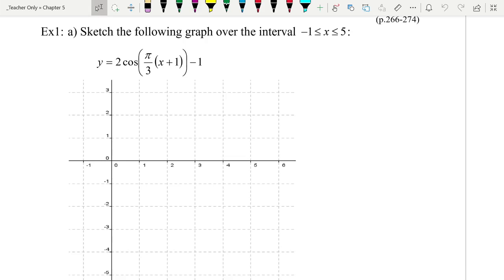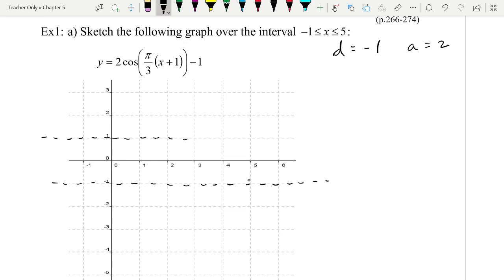Step 1, what do I know? I know D is -1. So there's my central axis. Step 2, A is 2. So we go up 2 units to the maximum, and we go down 2 units to the minimum.